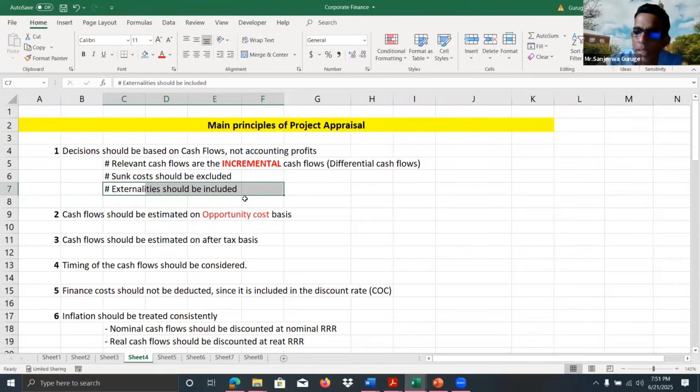Externalities should be considered. Why? The cash flows that will arise due to the externalities are incremental, because these externalities will be there only if the project is accepted. If the project is accepted, there will be a change, right? Not only the cash flows relevant to the project, but the other operations of the business, other projects, which you can relate to some economic concepts also, right?